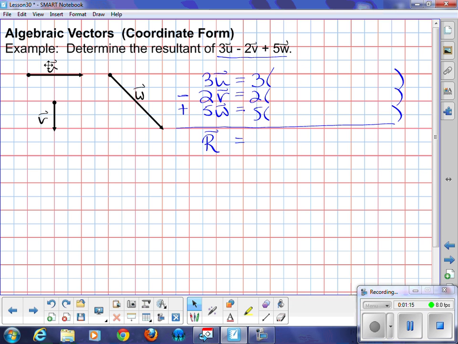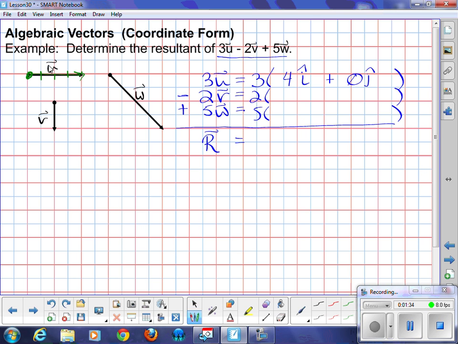So remember, it's like a road map. If I start at the tail, how do I get to the head of the vector? Well, for u, I went 1, 2, 3, 4 units to the right, so it's on the positive axis. So that's 4i. And because I didn't have to go up or down, it will be 0j.